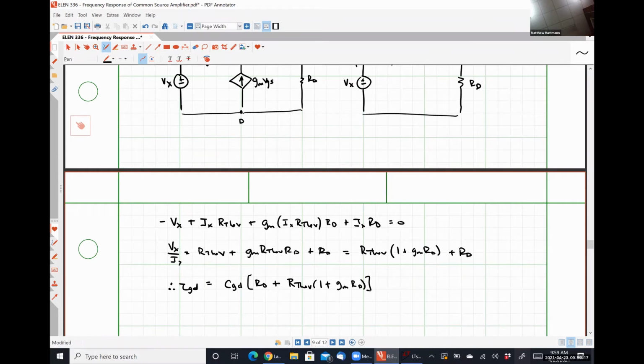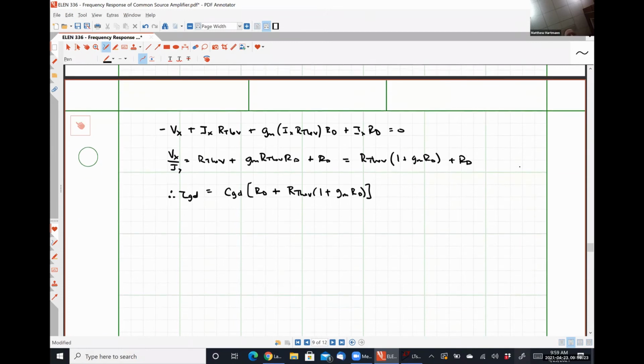All right. Now we have our third capacitance, CDB, to look at. So CDB is going to see, so we're going to have R sig, R1 in parallel with R2, Gm VGS, RD.